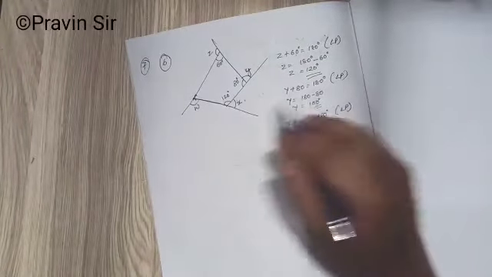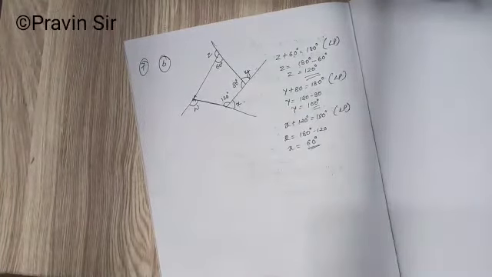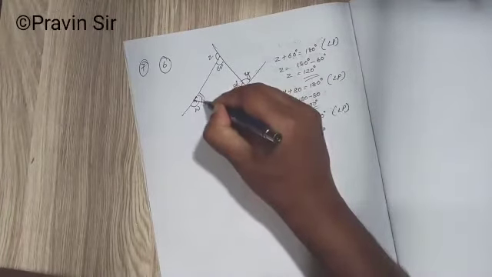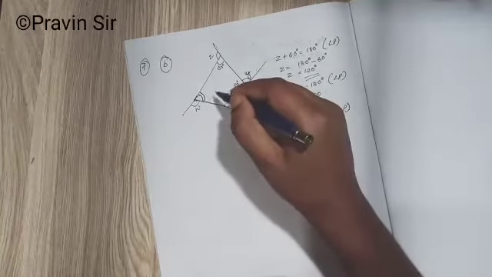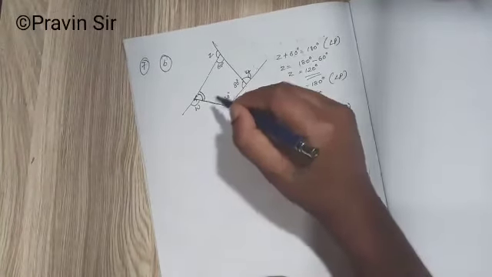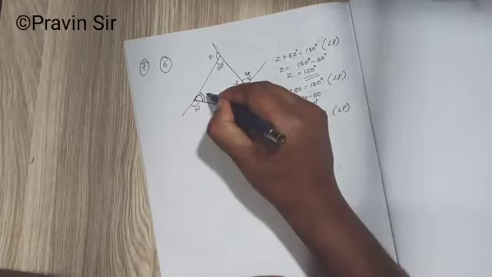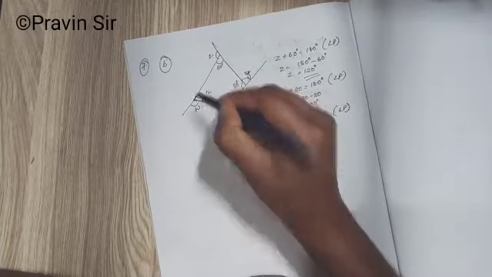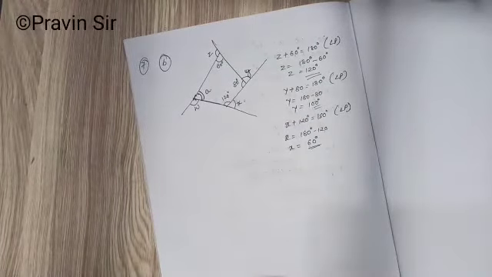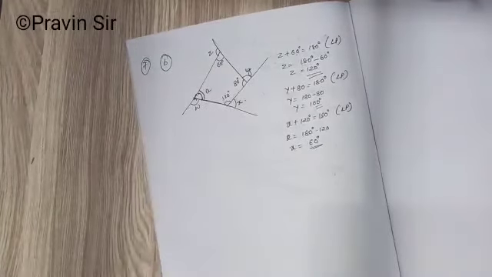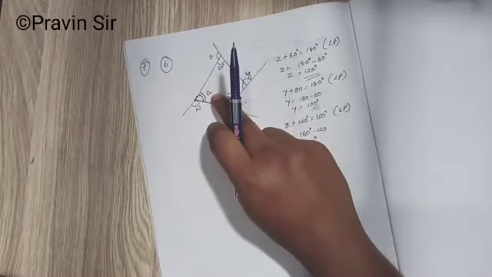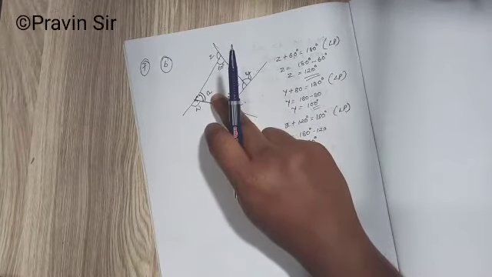So how will we find that one? Let us see. To find w, you should know this angle, correct? What do you need to know? How much this angle is. Then only you can find the value of w. So suppose this angle is A. Now we will find the value of A, and after that we will see how to find the value of w.